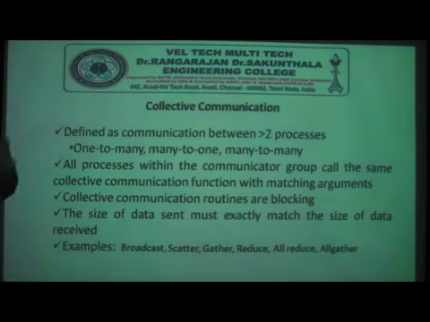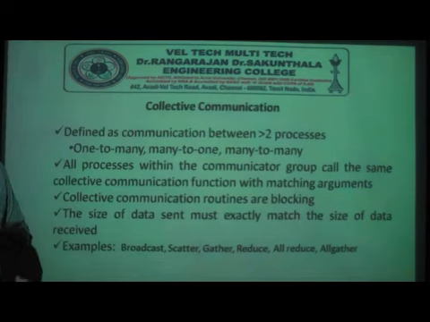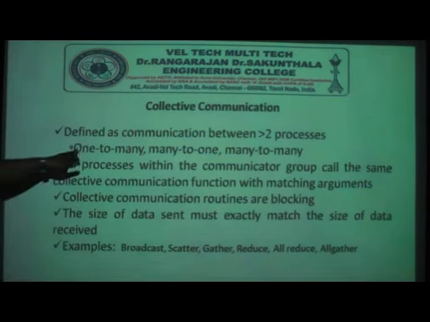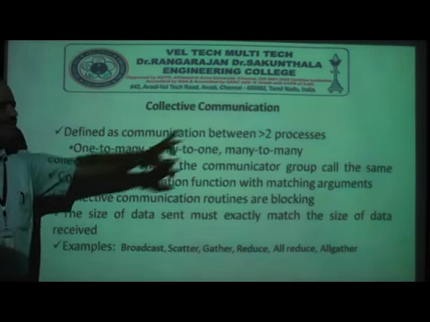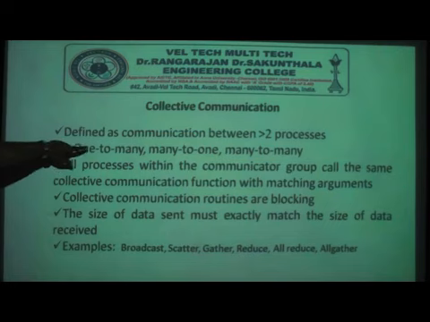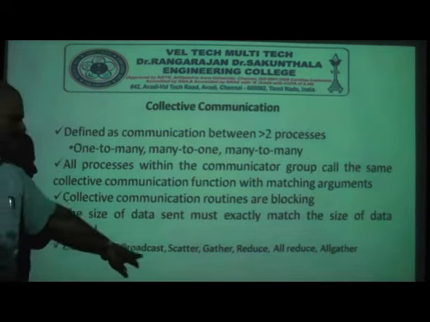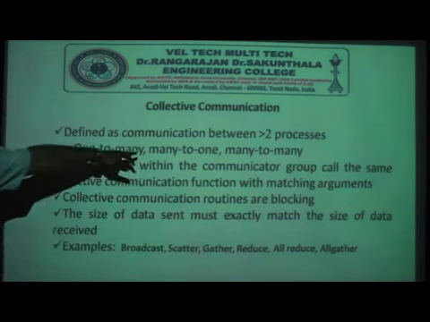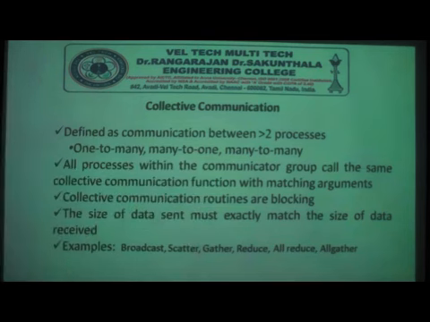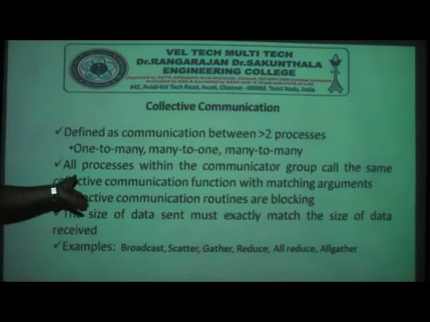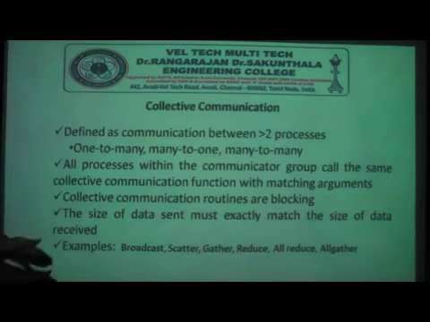Then collective communication. In collective communication, more than one process is involved. It is categorized into three types: one-to-many communication, many-to-one communication, and many-to-many communication. In the first category, one-to-many communication, examples are the broadcasting methodology and the scattering methodology. In many-to-one communication, the gather methodology and the reduce methodology. In many-to-many communication, the all-reduce methodology and the all-gather methodology. So in total, six different functionalities are available inside collective communication.